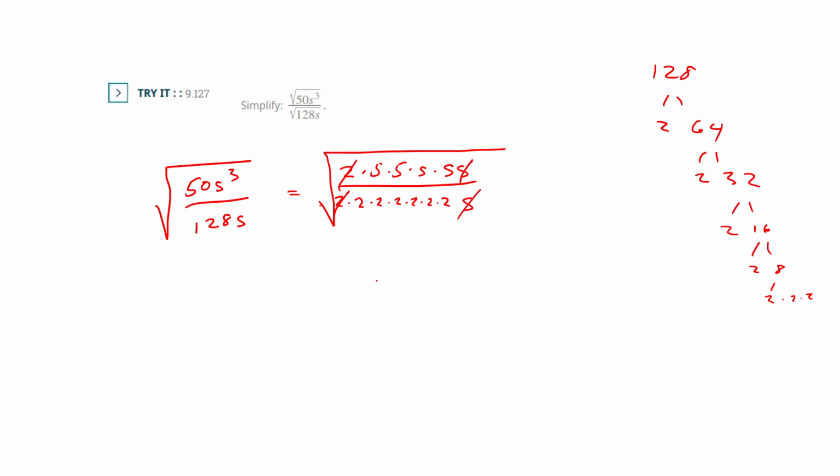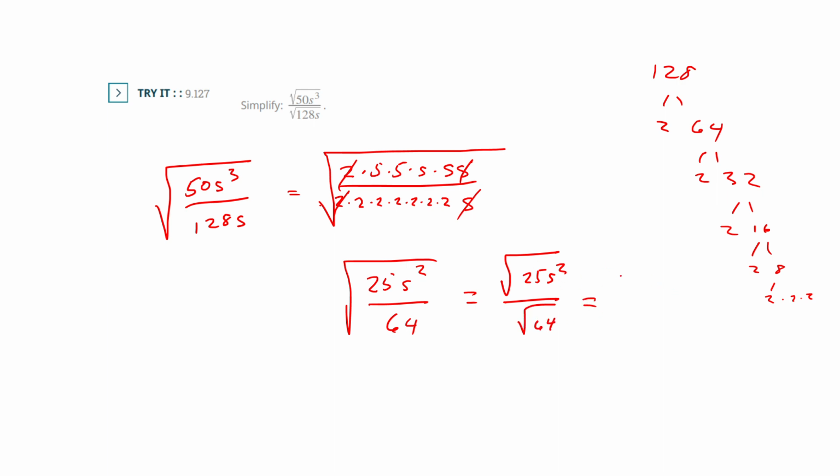So what I'm left with is, on the top I've got 25s squared. On the bottom I have 4, 8, 16, 32, 64. Now that's all underneath a square root sign. I'm going to give it to the individuals. And I can take the square root of the top, I get 5s. Square root of the bottom, I get 8. Okay, same thing here. I'm going to bring it back under one of them.